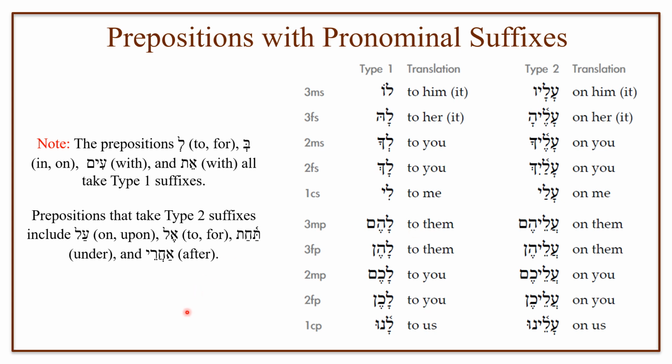All right, so here are some examples. Here's with the preposition la and the preposition al. Just for your information, the prepositions la, ba, im, and et rather, take type 1 suffixes. Al, el, takhat, akhare take type 2. So just for your information, this is what they look like when they've been attached to la or al.